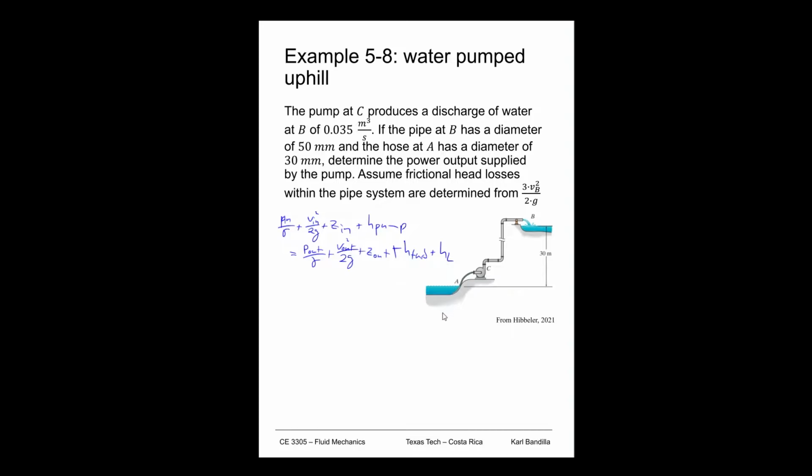And now we have to decide where is our in, where is our out. Well, in our case, the water is going from the reservoir up to here. So we will say our starting point is going to be somewhere on the surface here of A, and our end point is going to be where the water spills out on the other side. So this will be our in, and this will be our out.